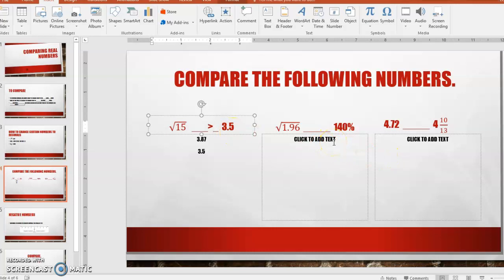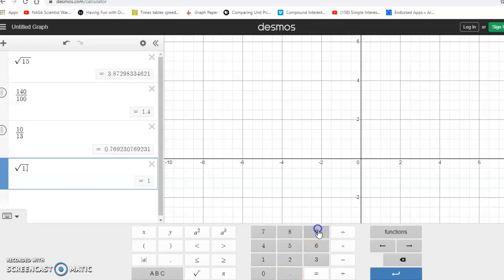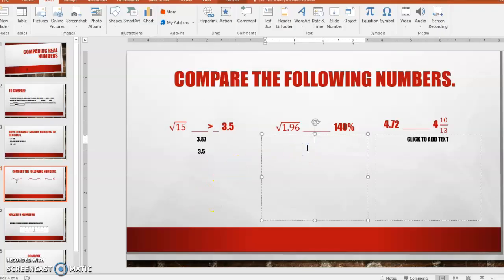Okay, the next one, the square root of 1.96, and I don't know that. Let's go check it with our calculator. Square root of 1.96 is 1.4. Okay, so we've got 1.4 for the square root of 1.96. Earlier we changed 140% to a decimal. It was also 1.4, right? So that means that these are, whoops, not plus, these are equal. These two numbers are equal.